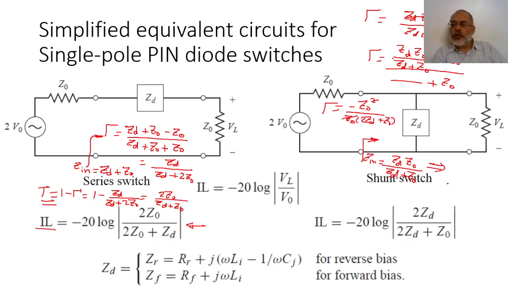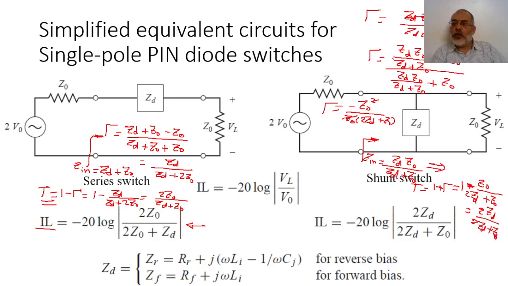Now the transmission coefficient T would be 1 minus gamma. Here it should be 1 plus gamma, not 1 minus gamma. So here it would be 1 minus Z naught over 2ZD plus Z naught. From this it would be 2ZD over 2ZD plus Z naught.